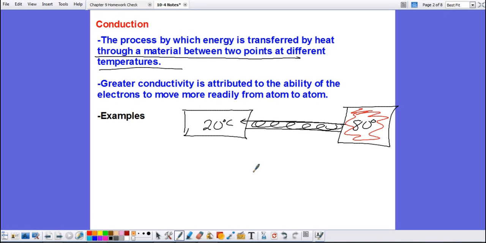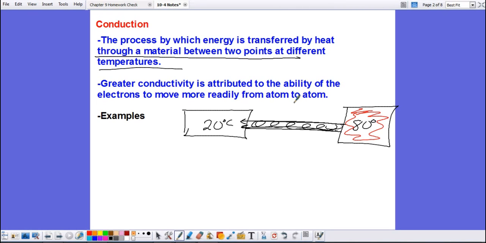Now they have to be touching, and the heat has to travel through this material. So it's got to have some conductivity. The greater conductivity is attributed to the ability of the electrons to move more readily from atom to atom. Metals are good conductors because their valence electrons are freer to move than in other types.